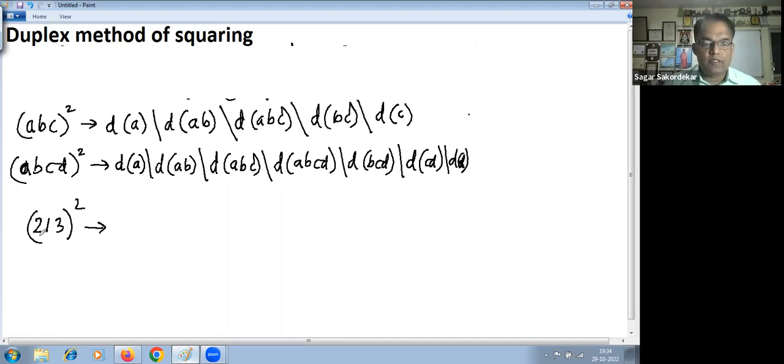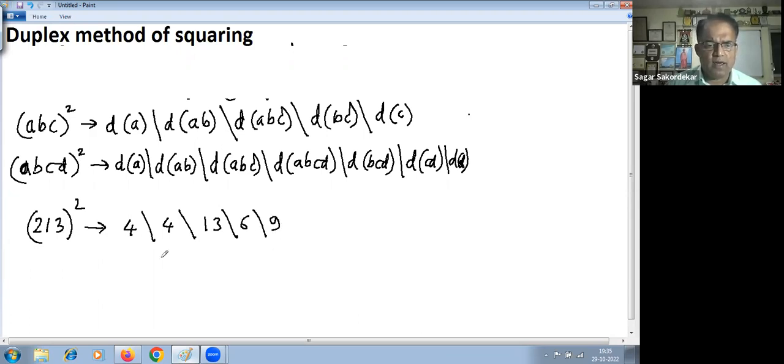So here, first is the duplex of 2. Duplex of 2 is 2 square, that is 4. Then duplex of 2, 1 is 2 into 2, 4; 4 into 1 is 4. Then duplex of 2, 1, 3 is 2 into 2, 4; 4 into 3 is 12. 12 plus 1 square is 13. Then duplex of 1, 3 is 2 into 1 into 3, 6. And last, duplex of 3 is 9.